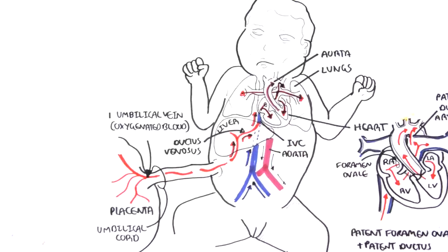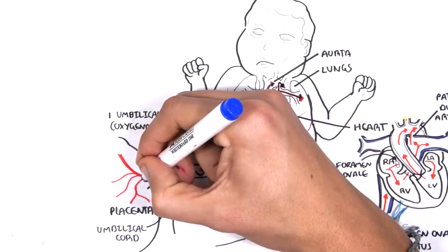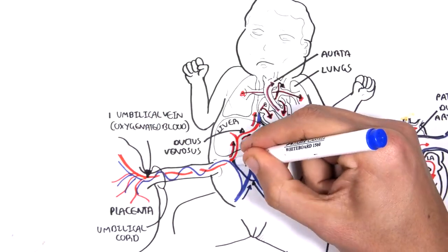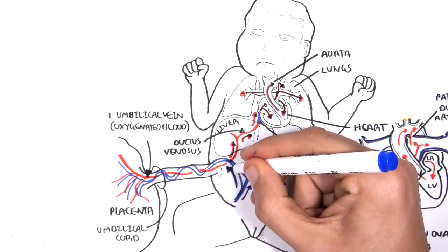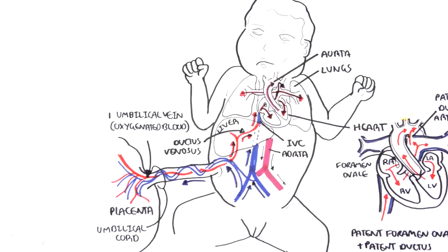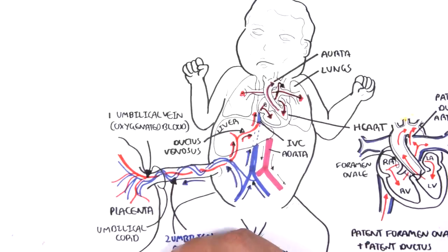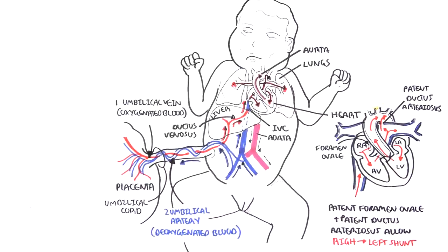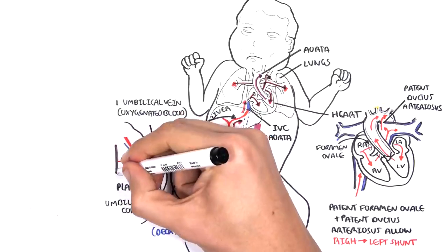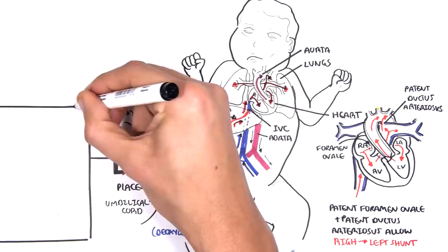But in fetal circulation, there are actually umbilical arteries which carry some of this deoxygenated blood back towards the placenta. And there are two umbilical arteries that do this, and they again contain deoxygenated blood. And their aim is to go to the placenta to reoxygenate the blood via the maternal blood. So let's take a closer look at what happens here.